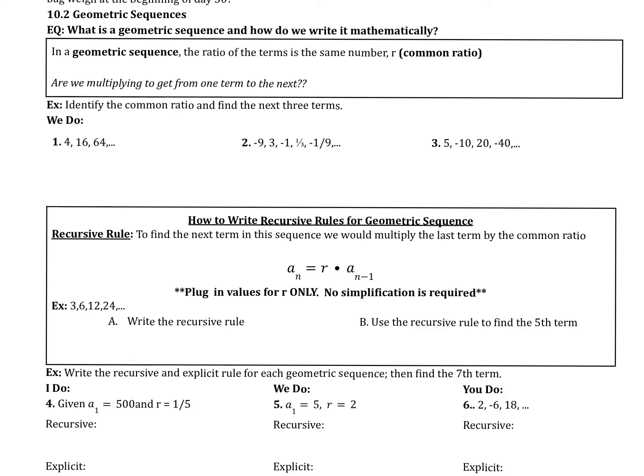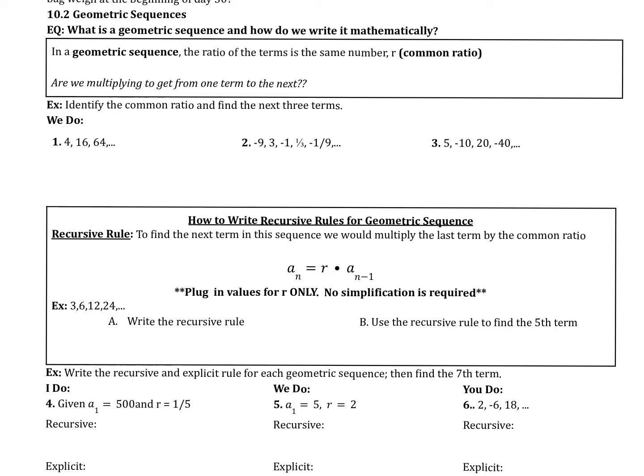Last section, we focused on arithmetic sequences, a sequence in which the pattern is that you're adding or subtracting the same value to get from one term to the next. What we're going to look at next are geometric sequences. So our essential question: what is a geometric sequence and how do we write it mathematically? And what you're going to notice is this is going to feel a lot like what we did with arithmetic sequences. We're going to talk about identifying geometric sequences, recursive rules, and explicit rules and how to find a specific term.